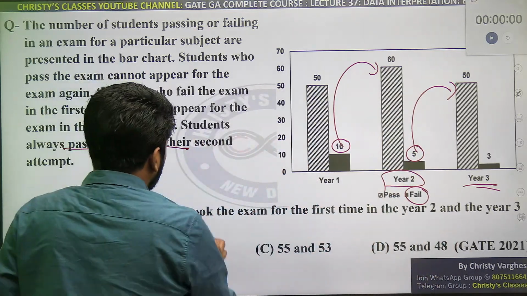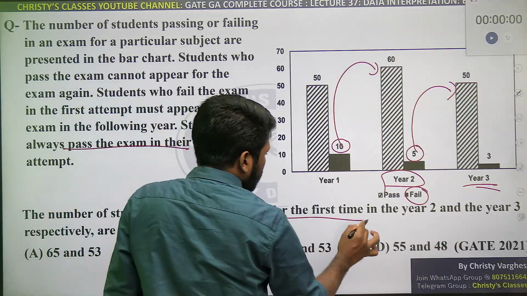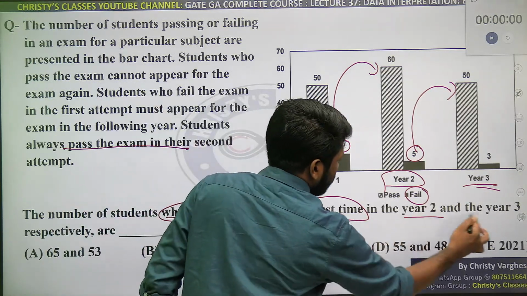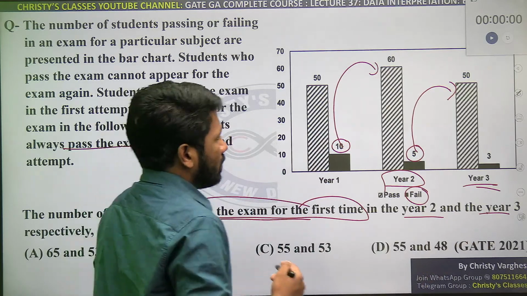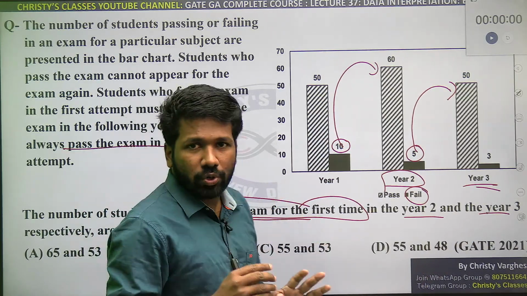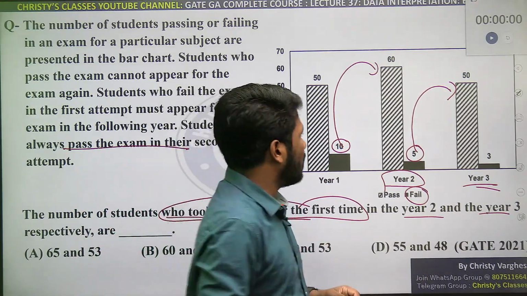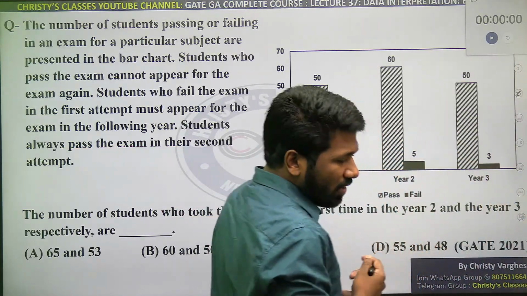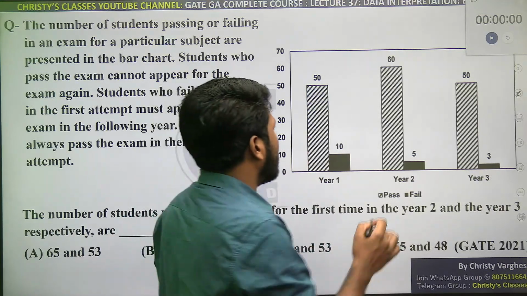Then the number of students who took the exam for the first time, in year 2 and year 3, meaning other than the arrear students, how many people are there? Here again, as I told, only what is relevant you need to analyze and interpret here.